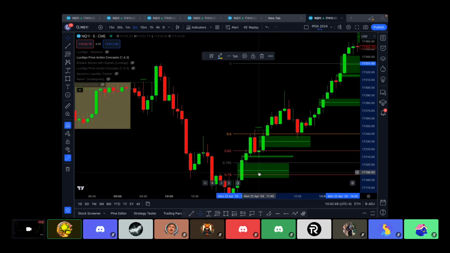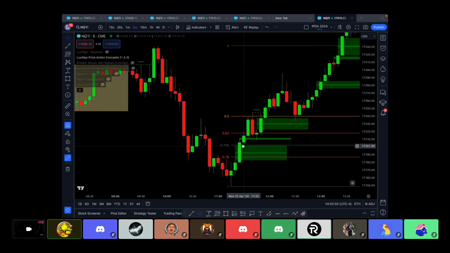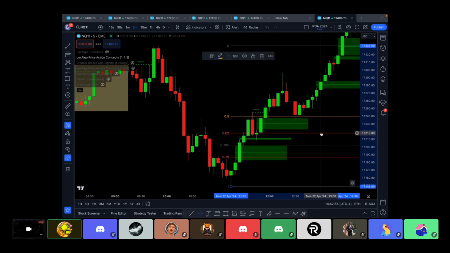This FVG, it may not come back to it. That's why you can use these levels to enter. Or if you don't want to use the optimal trade entry, optimal trade entry is one entry. This order block entry is another entry. This FVG is another entry. That's four. Entering at the equilibrium is five.